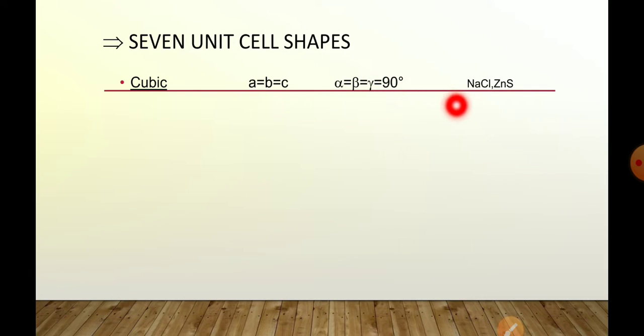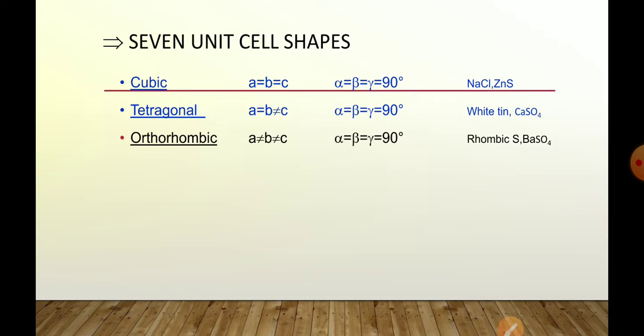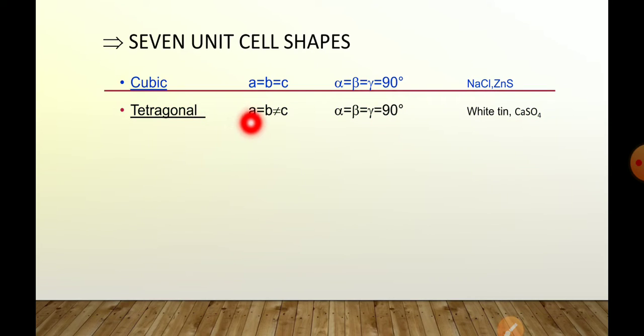An example for cubic crystal lattice or unit cell is sodium chloride or zinc blende, zinc sulfide. Generally we call it zinc blende. The next type of unit cell is tetragonal, in which A is equal to B but not equal to C. One side is larger than the other two or smaller than the other two. Alpha, beta, gamma are 90 degrees, and examples are white tin and calcium sulfate.